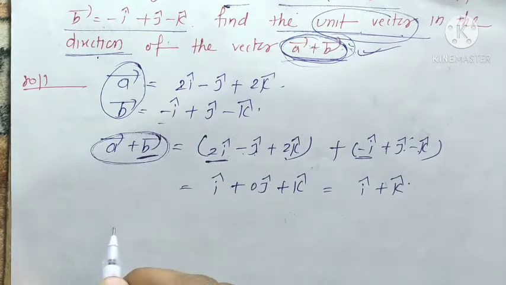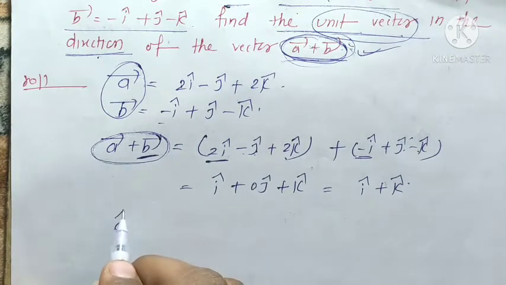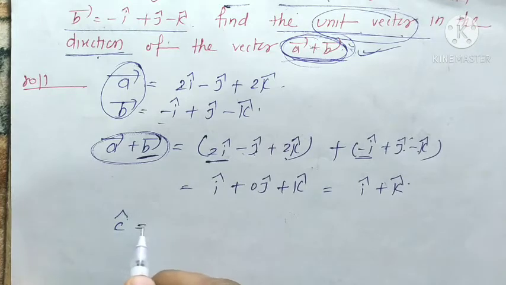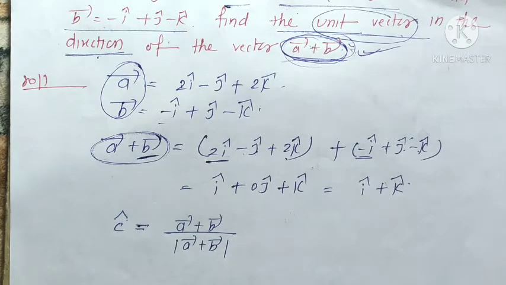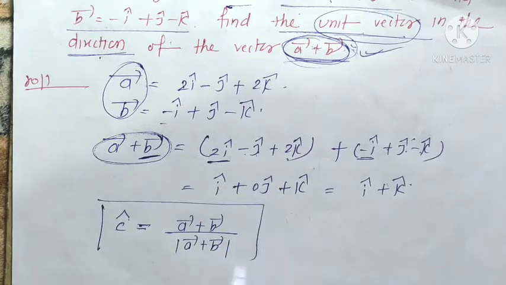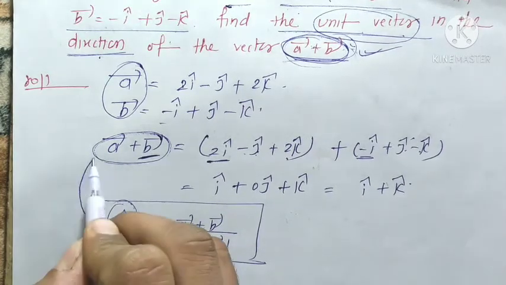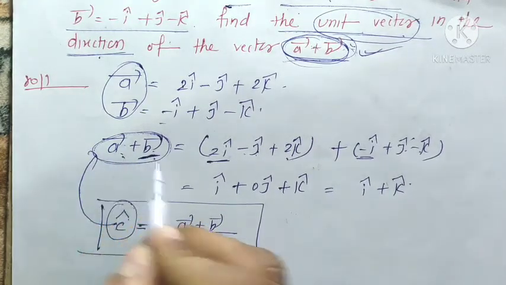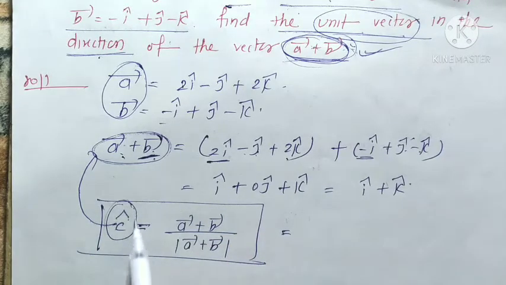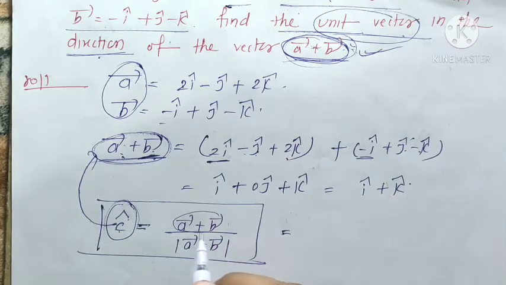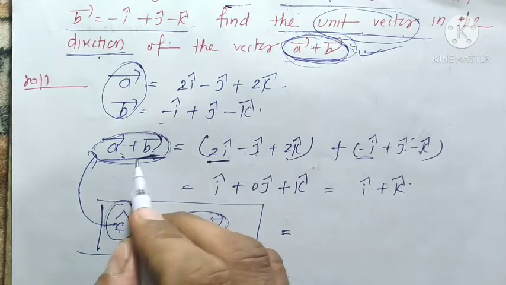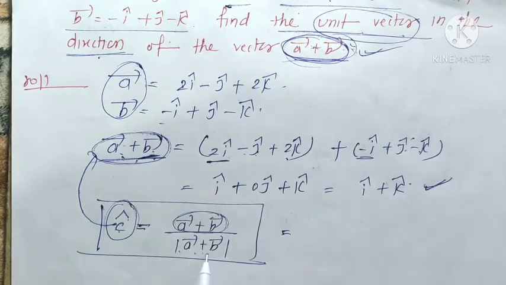So we take here another vector c cap, and we can write here a plus b upon magnitude of a plus b. So this vector c cap is a unit vector of vector a plus b, and this unit vector always has magnitude equal to 1 and direction along this vector a plus b. So we have this value of a plus b, and now we have to find the magnitude value of a plus b.